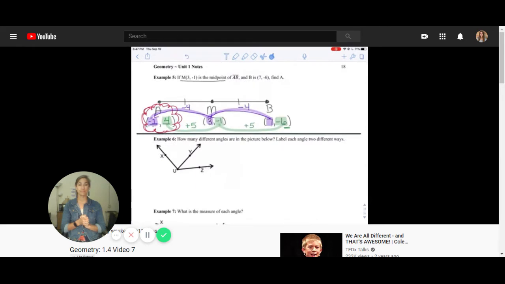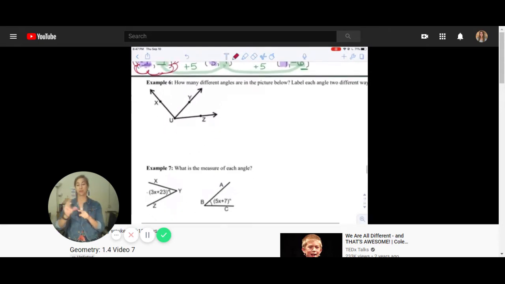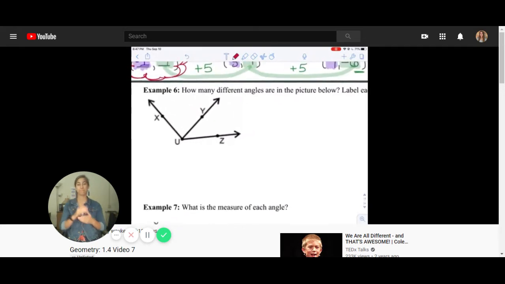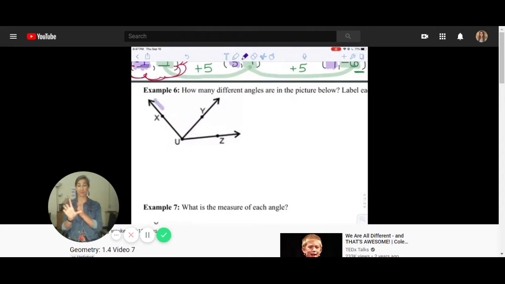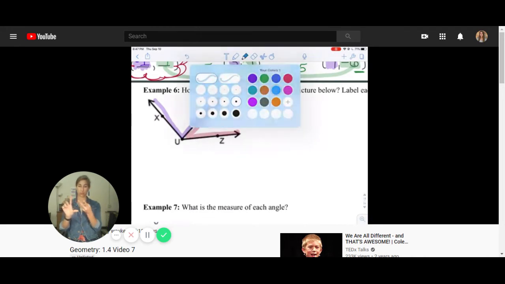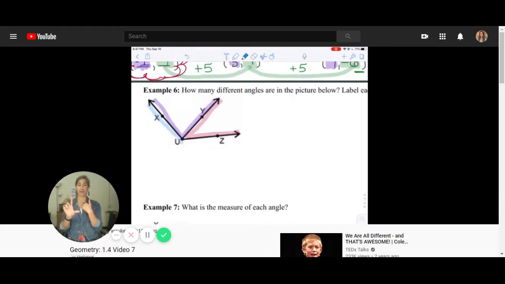Okay. Question 6 says, how many different angles are in the picture below? Label each angle 2 different ways. So we have 3 different angles. I'm going to highlight them. So I have angle 1, I have angle 2, and I have angle 3.